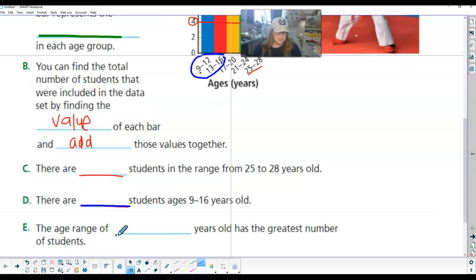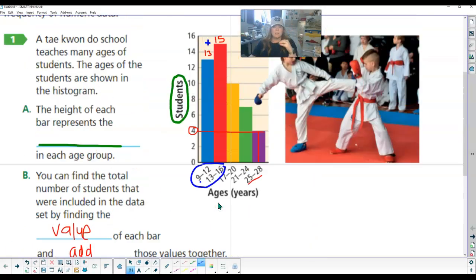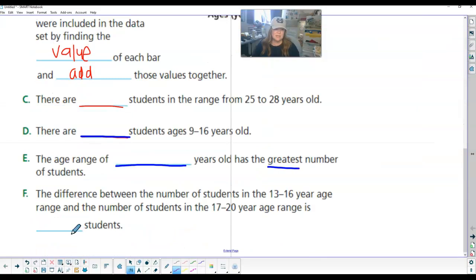The age range of blank years old has the greatest number of students. So, number of students, that went up. I'm looking for which one goes up the highest, and that's the 13 to 16-year-olds. That's right, the 13 to 16-year-olds is the one that goes up the highest. So F is the 13 to 16-year-olds.